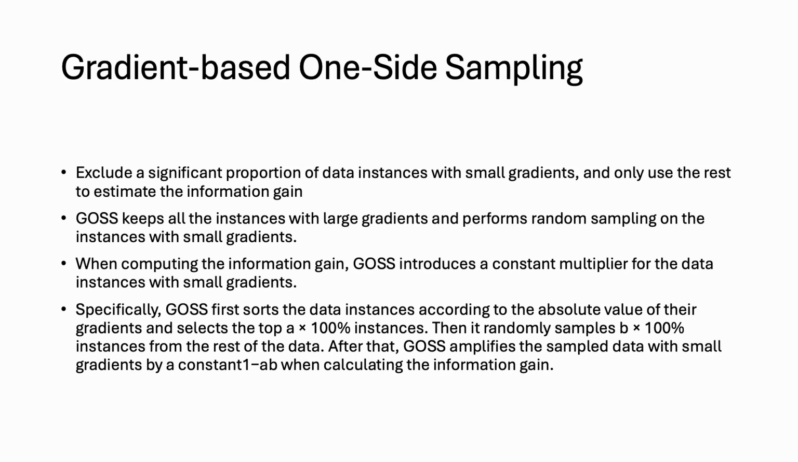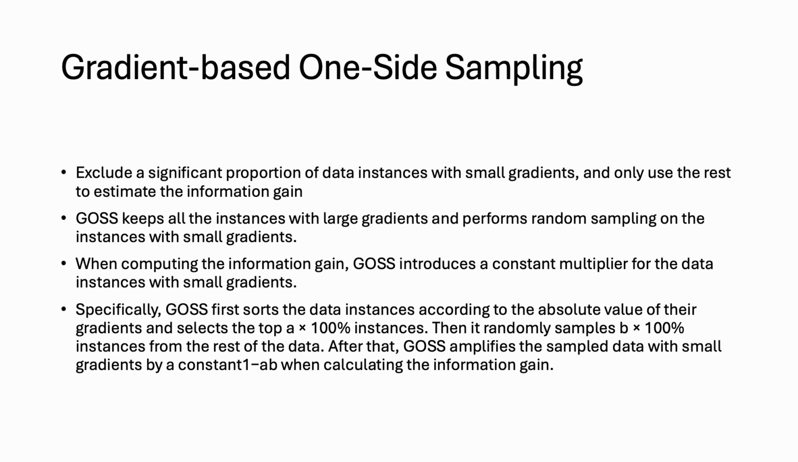Today is a quick recap about LightGBM. It's basically a gradient boosting tree with two extra features. The first one is gradient-based one-side sampling. It will exclude a significant proportion of data instances with small gradients and only use the rest to estimate the information gain.